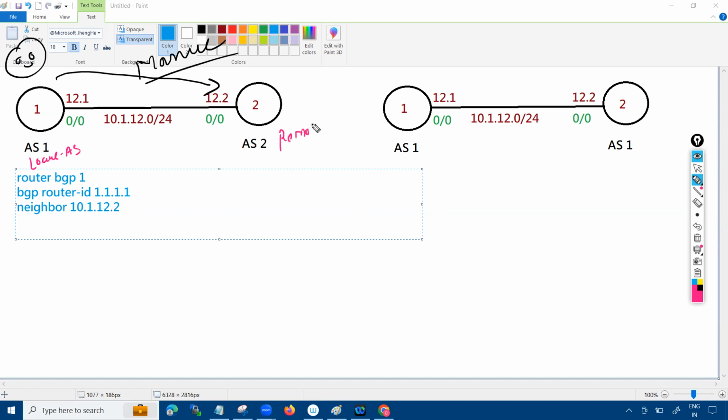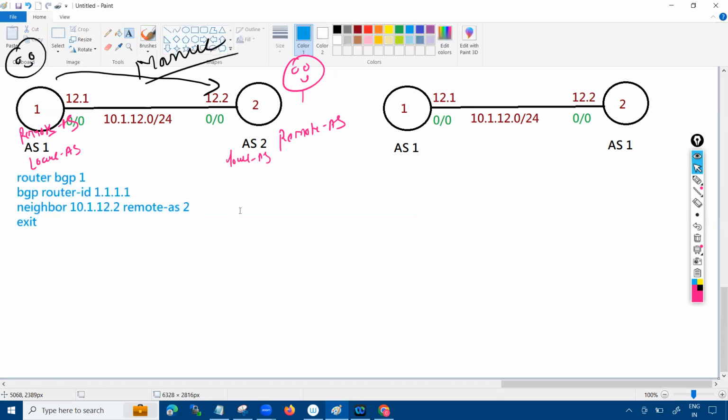For this other router, AS number 2 is the local AS, and for this one, AS 1 is the remote AS. So right now I'm on which router? I'm on router number 1. So I will say that neighbor 10.1.12.2 is using remote AS number 2. Exit.